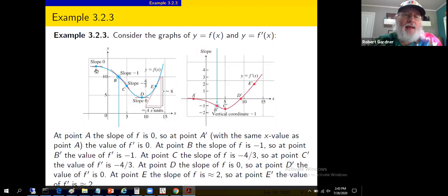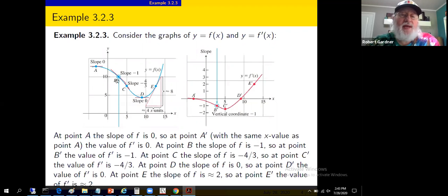Okay, at point A, looks like we got a horizontal tangent line, a tangent line with slope 0. Well, the derivative reflects the slope of a tangent line. So at this same x value, the derivative will be 0. They didn't label it quite so clearly, but here's that same x value, and the derivative, sure enough, at this point is 0.